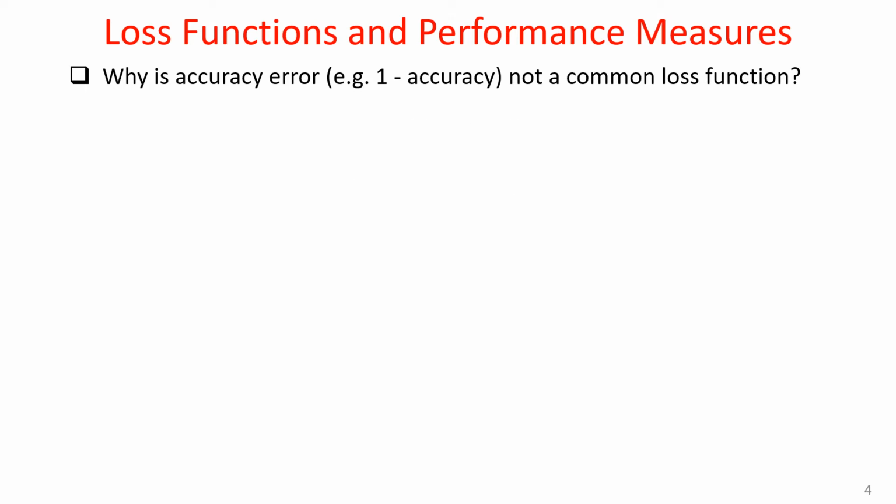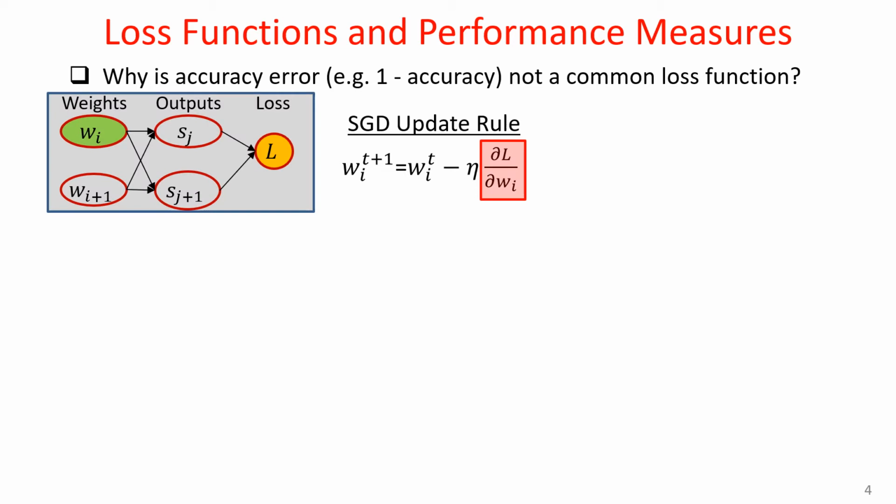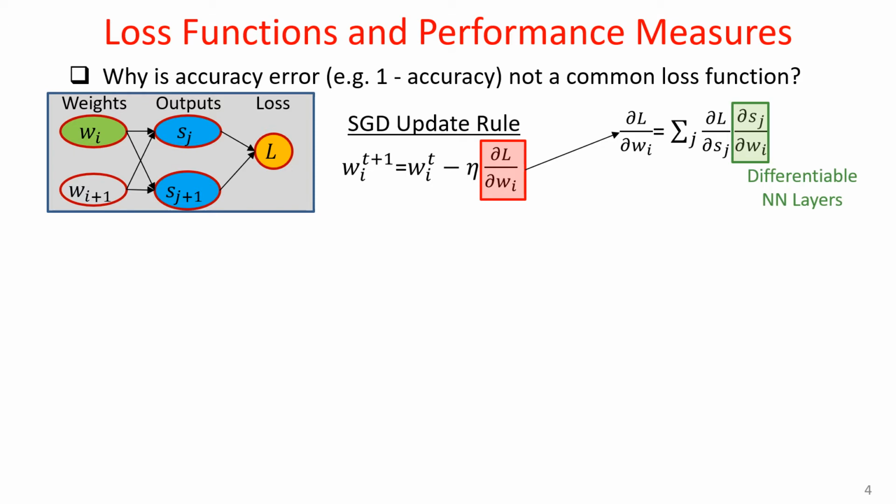Stochastic gradient descent update rule, which dominates the optimization of deep learning models, updates a learnable parameter of the model, Wi, by using the derivative of the loss function with respect to Wi. This derivative can be decomposed into two multiplicative parts. The first part, the derivative of the model output with respect to the weight, comprises sequential differentiable neural network layers and can be computed using backpropagation. On the other hand, the second part, the derivative of the loss function with respect to a network output, Sj, depends on the loss function.